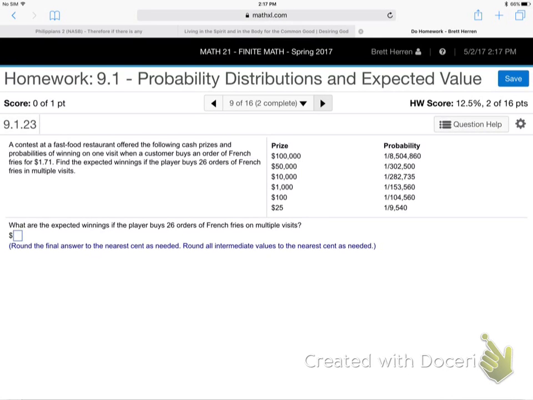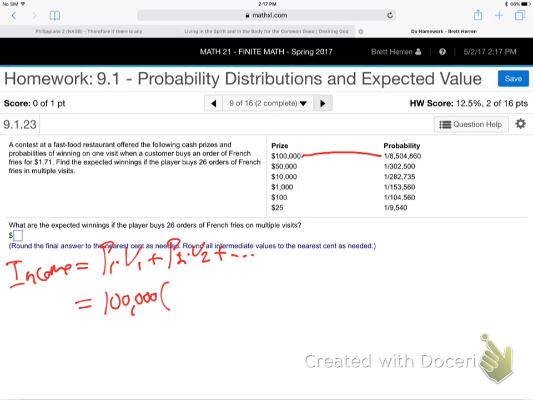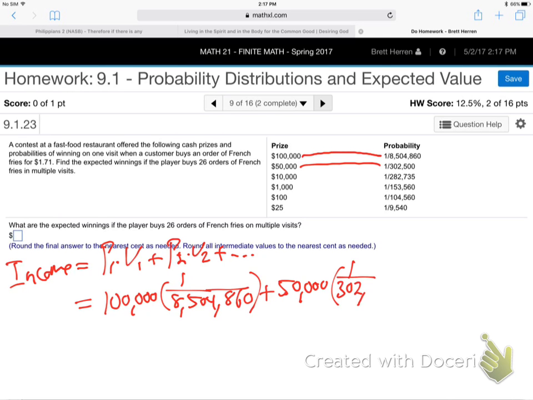So you know how to do income, first off, right? It's just probability 1 times value 1 plus probability 2 times value 2, etc. So the income will be this money times that probability, right? $100,000. What's the chance? 1 over 8,504,860 plus 50,000 times 1 over 302,500.